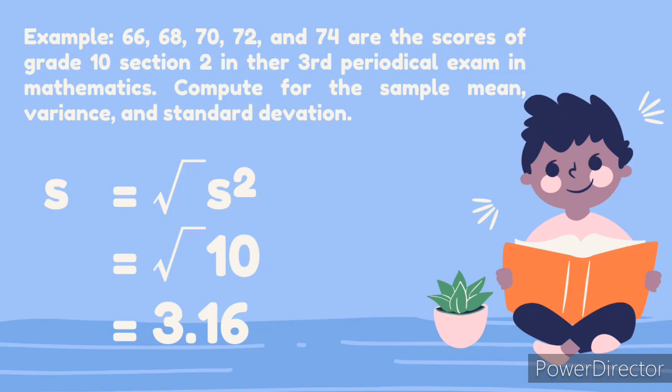To get the sample standard deviation, we just need to get the square root of the variance, which the value of variance is 10. So we just need to get the square root of 10. Standard deviation is equals to 3.16.